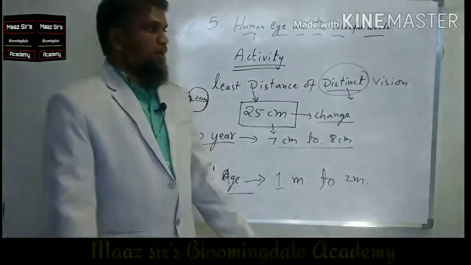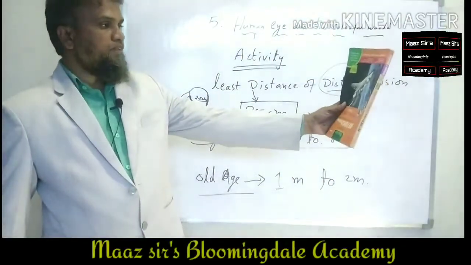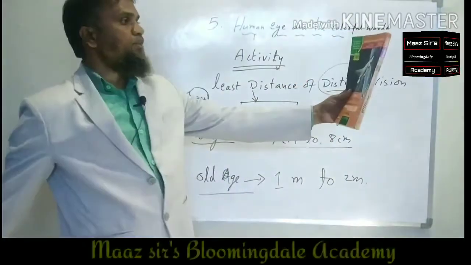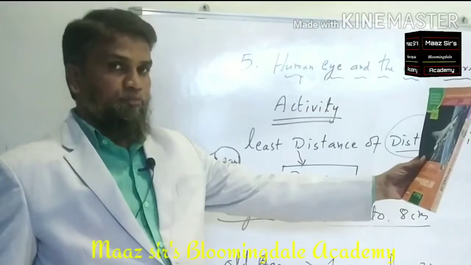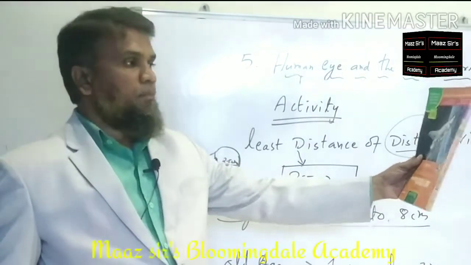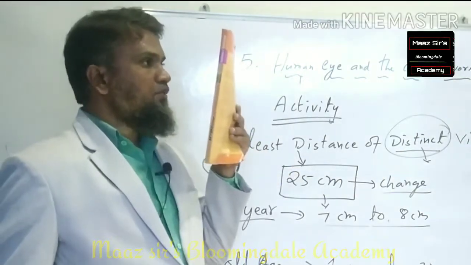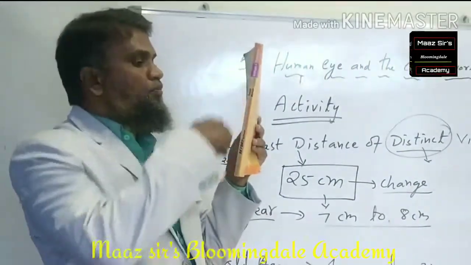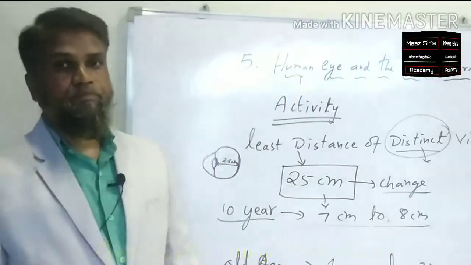Now one more question you will have in your mind. For example, I want to see this book as a whole, that is from the top to the bottom at the same time. So is it possible? Yes, it is possible. But if I bring this object like this, is it possible for me to see the whole object from top to bottom? No, it is not possible.